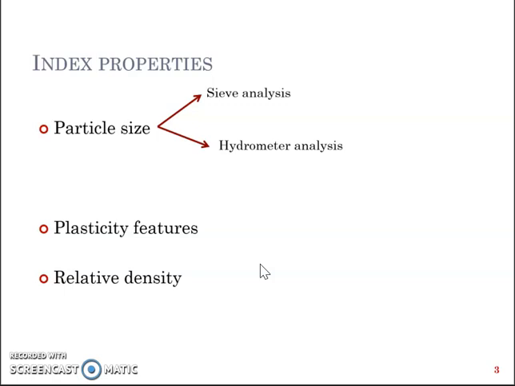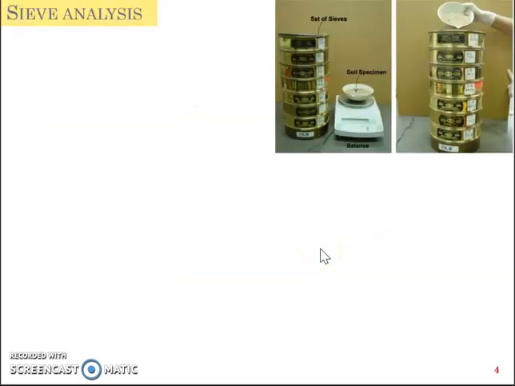Like I said, index properties are particle size, plasticity features and relative density, and engineering properties of soil will include compressibility, permeability and shear strength, which will be covered in subsequent modules. We'll start with the first thing here, sieve analysis. Sieve analysis is for us to get the idea of particle size distribution of soil. And plasticity features, we'll discuss the Atterberg limits.